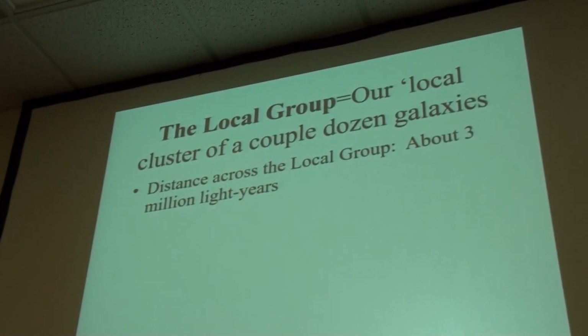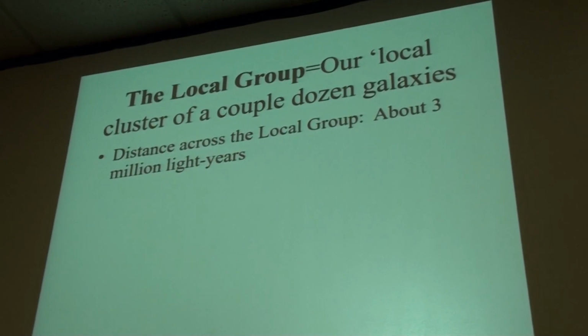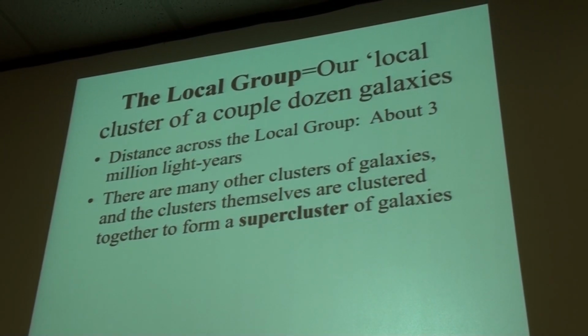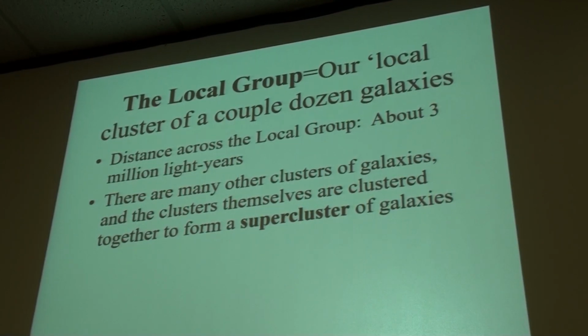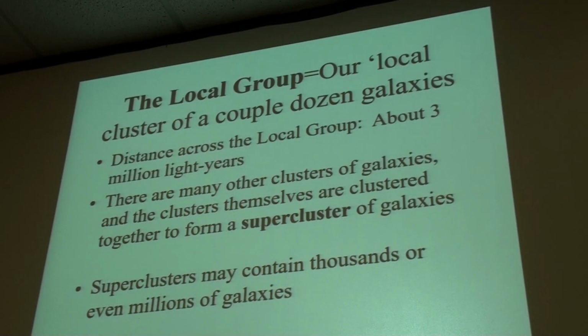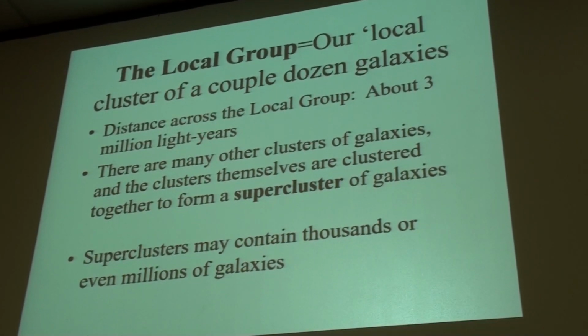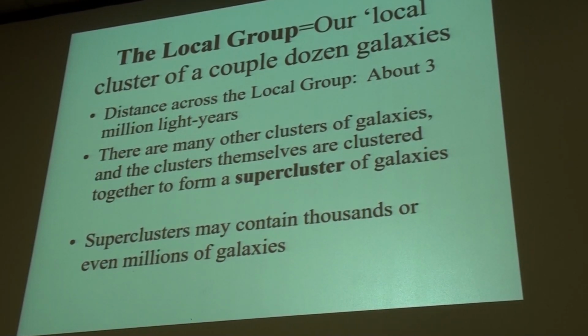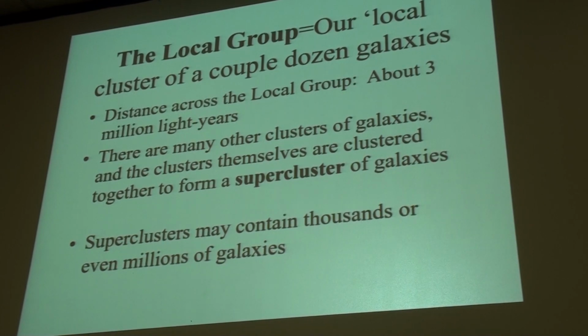So going to this next scale of distance, we're looking at about 3 million light years. But if we want to look at groups of these clusters of galaxies, that is what is sometimes referred to as a supercluster of galaxies. So a supercluster is a whole bunch of these local groups, or a cluster of clusters of galaxies. And so that's the next biggest structure in the universe, a supercluster of galaxies. How big are they? Well, let's try to get a feeling for it by first realizing how many galaxies they can contain. Superclusters may contain thousands or even millions of galaxies.